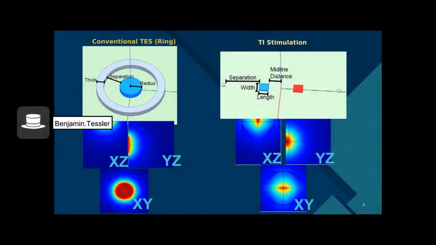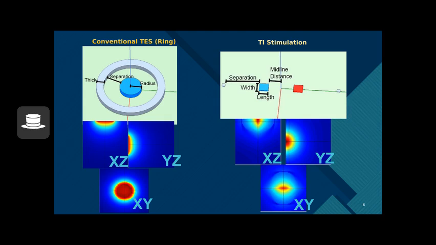Here we have a simulation example from each of the two techniques. On the left we see the injecting current electrode in blue and the return electrode as a ring in gray. Below we see three orthogonal planes of the electric field distributions as a heat map, with red being the high intensity and blue being low intensity. On the right, we see temporal interference, two pairs of electrodes with one of the pairs' injecting electrode being blue and the other pair's injecting electrode being red, with the return electrodes both being gray.